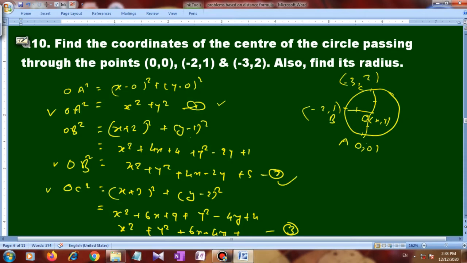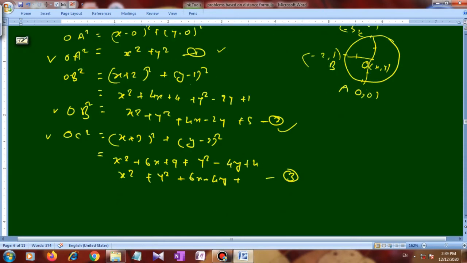Clear? And the value of OC square, using the distance formula (x2 minus x1) whole square plus (y2 minus y1) whole square, we will get OC square equal to x square plus y square plus 6x minus 4y, and this will become 9 plus 4, which means 13. Clear? So these are three equations.